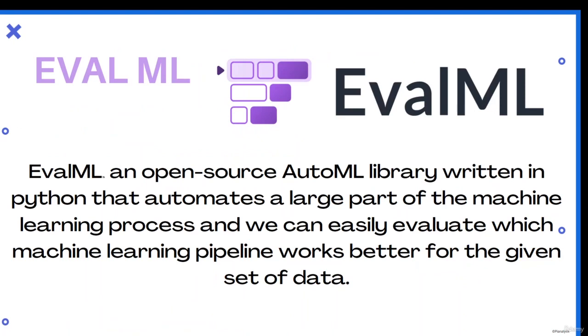So let us have a brief introduction about our library EvalML. EvalML is an open source AutoML library written in Python that automates a large part of the machine learning process, and we can easily evaluate which machine learning pipeline works better for the given set of data. As written, it is very clear what EvalML will perform. We'll understand the concepts more as we implement it practically. One important part of this library is that EvalML takes data in the form of tables and not data frames. The conversion is done automatically in the library.